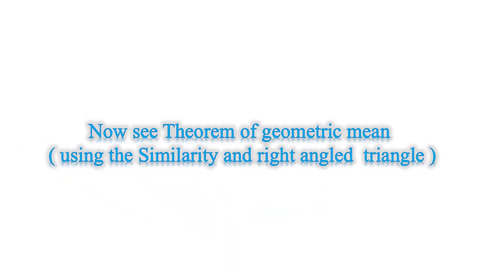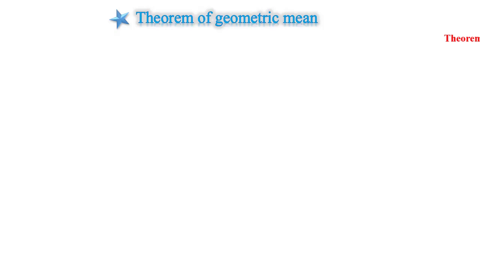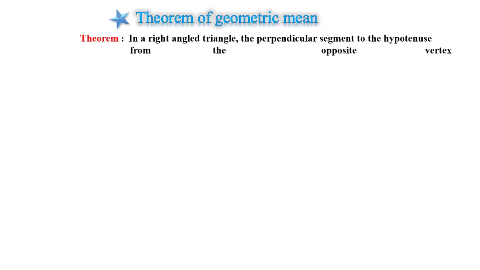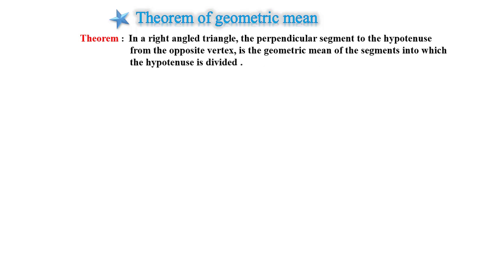Now see the theorem of geometric mean. Statement of that theorem: in a right angle triangle, the perpendicular segment to the hypotenuse from the opposite vertex is the geometric mean of the segments into which the hypotenuse is divided. Now see the figure. This is a right angle triangle PQR and QS is perpendicular to hypotenuse PR.